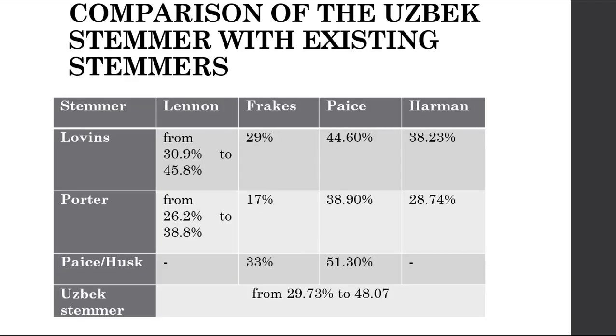We can compare this compression performance with the most famous English stemmers, which are the Lovins, Porter's, and Paice/Husk stemmers. From this table, we can say that the Uzbek stemmer performed better than Porter's stemmer, and it also performed very close to the Lovins stemmer. The Uzbek stemmer produces a lower result than the Paice/Husk stemmer, which is still good performance.